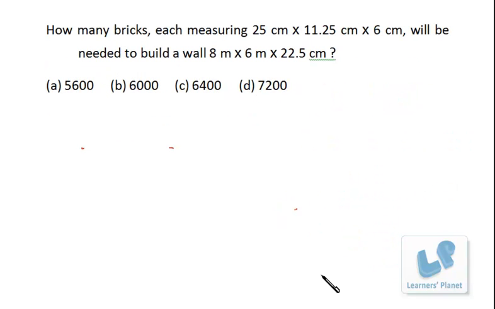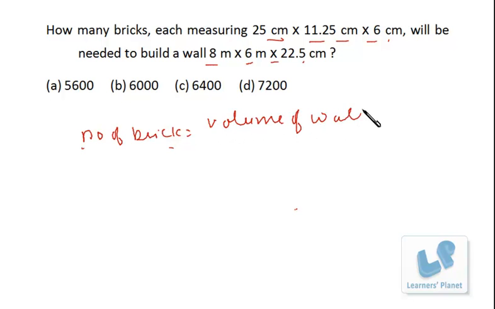Now let's see this question. How many bricks, each measuring the sides given to us, will be needed to build a wall? The dimension of wall is also given to us. We have to find out the number of bricks to construct this wall. Now whenever you have to find out the number, just divide the bigger volume by the smaller volume. Here the bigger volume is of wall and the smaller volume is of bricks, right? So it's volume of wall by volume of one brick, right?